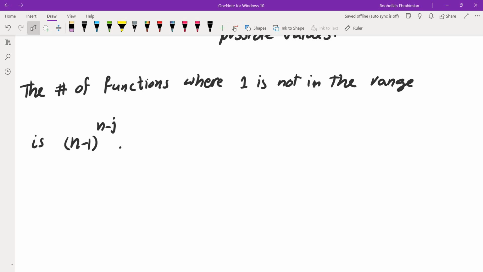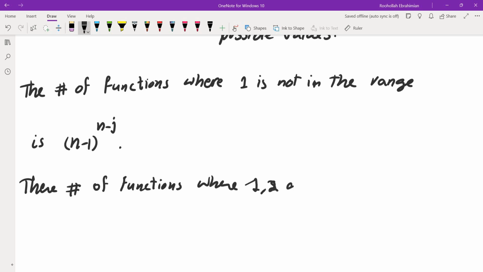And this is true for 2 as well. So the number of functions where 2 is not in the range would be n minus 1 to the power of n minus j. And then we are going to have to look at the functions where 1 and 2 are not in the range of the function. So the number of functions where 1 and 2 are not in the range is n minus 2 to the power of n minus j.